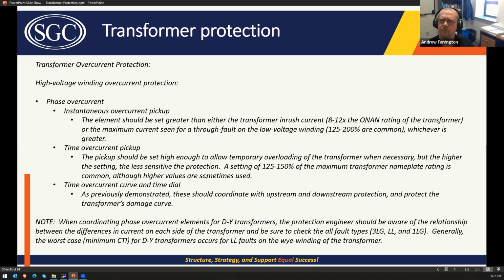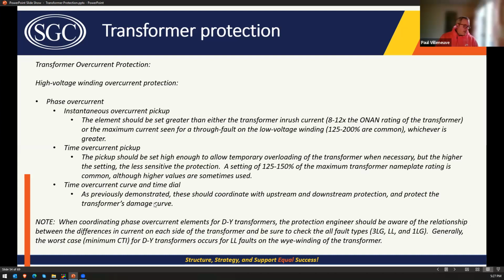I think CMP used to use 325% of the ONAN rating, which, obviously, is a lower percentage of the top rating, but that's what they standardized on. I think recently they've adjusted that, and it's now closer to the value recommended by the IEEE. But then the time overcurrent.